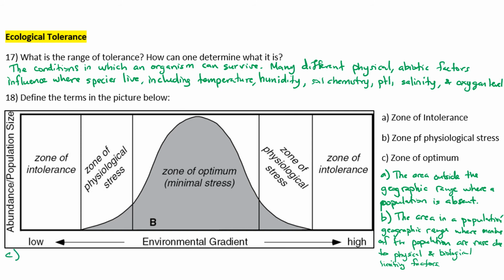And then C is the zone of optimum. So this is the area where the population is in ideal conditions, allowing organisms to thrive.